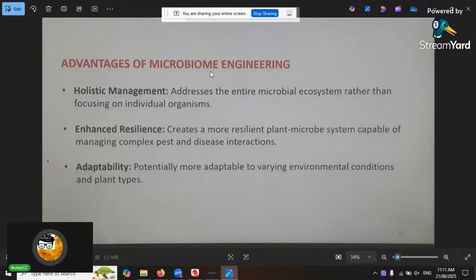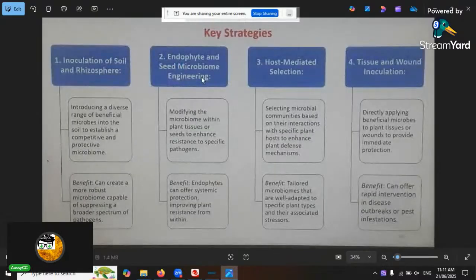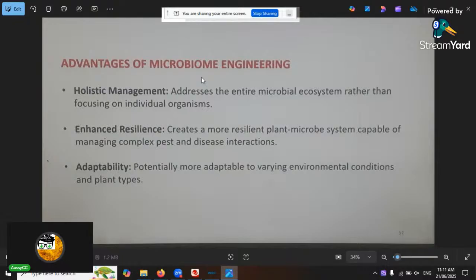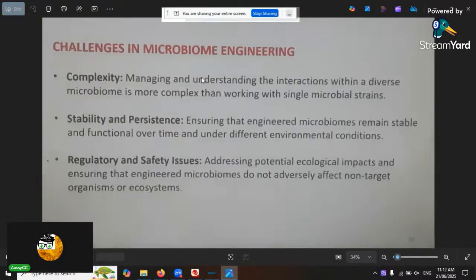Advantages of microbiome engineering: holistic management, enhanced resilience, and adaptability. So by doing all these things, by inoculating your soil and rhizosphere, you can get these types of approaches, these types of advantages. It's all around really good. And the challenges of doing it: it's very complex. There can be stability and persistence issues, and regulatory, statutory and safety issues. So it's hard to know without your education.